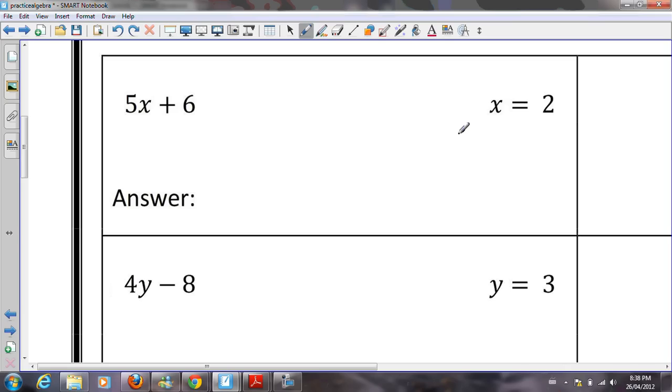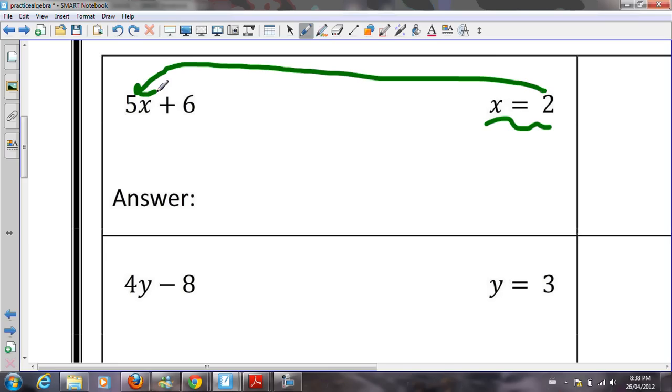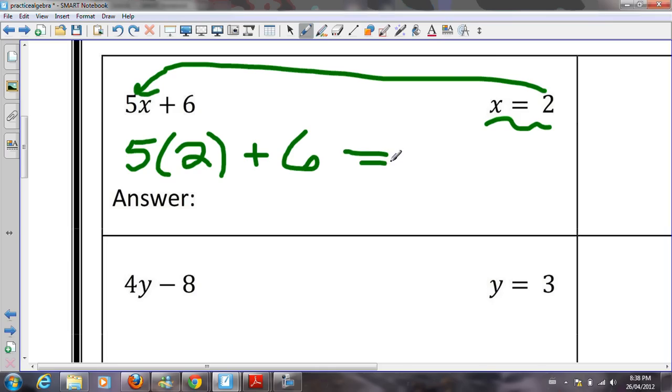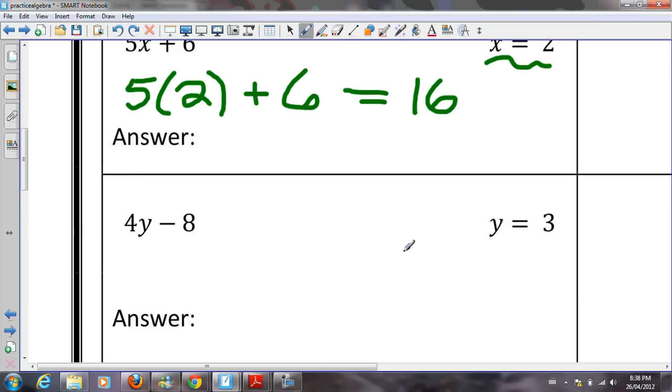You might be given sometimes the value of x, and you might be asked to plug it back into your equation. Should be easy. Just take 2, and wherever your letter is, doesn't have to be x, just simply put 2, or whatever you're given, into it, and solve it like you always do. So 2 times 5 is 10, plus 6 more is 16. So the answer when you put x in there will be 16.